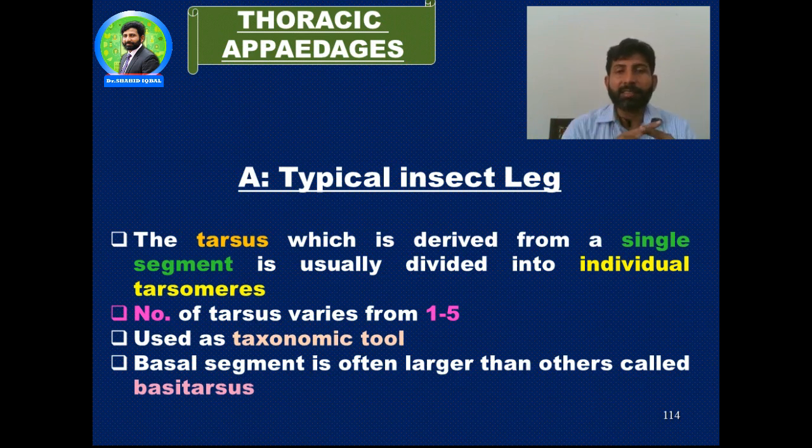The tarsus, which is derived from a single segment, is usually divided into individual tarsomeres. The number of tarsomeres varies from 1 to 5. It is used as a taxonomic tool because the classification of insects into different groups depends upon the number of tarsomeres. Some have 1, some 2, and others 5. The basal segment is often longer than the others. This is called the basitarsus.